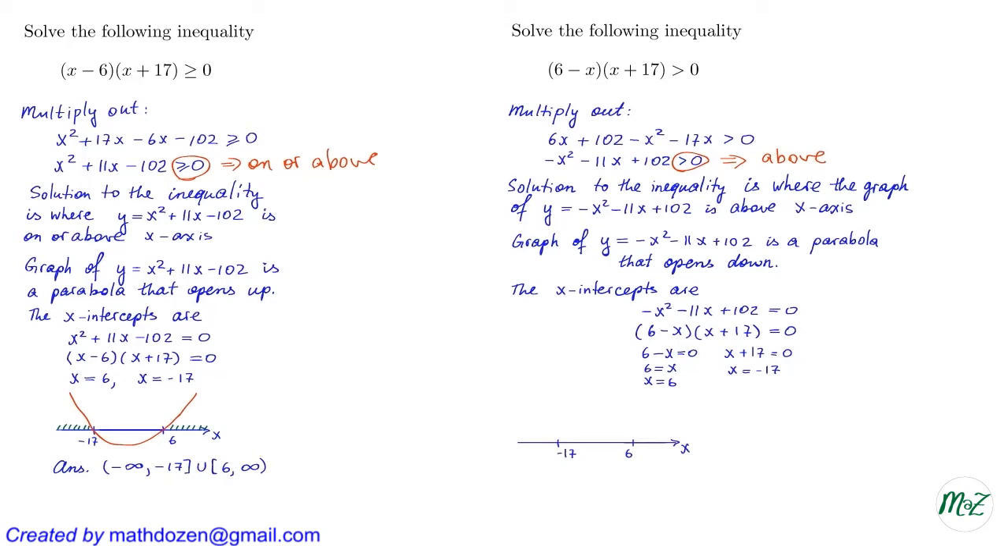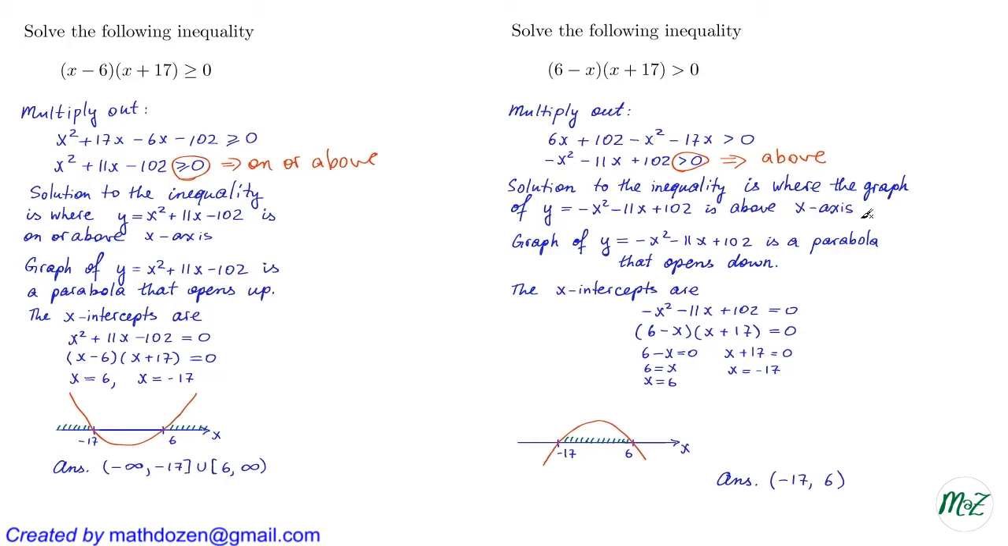So you set up the x-axis, the two x-intercepts, and the parabola should be opening down, so that's your upside down parabola. And we're looking for the places where the graph is strictly above x-axis, so it's going to be the interval between -17 and 6. That's where the graph is above x-axis. So for the answer, we're going to get the interval between -17 and +6 with the parentheses, because the inequality is the strict inequality.